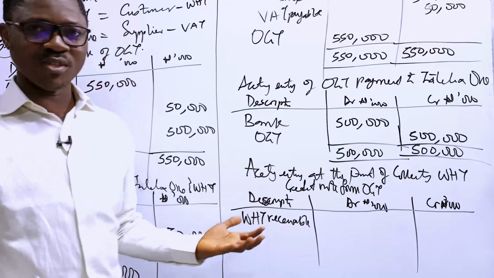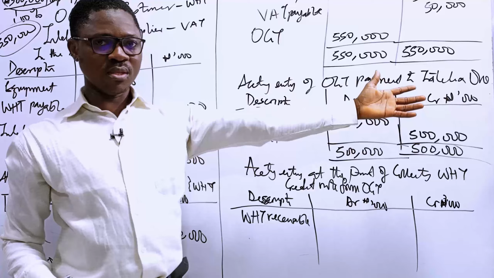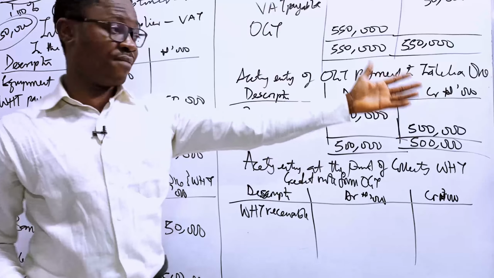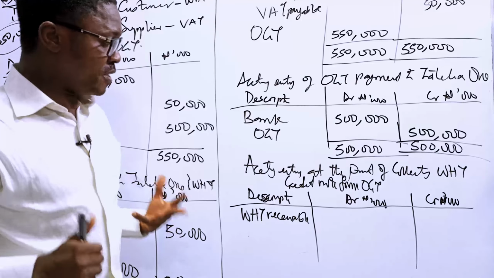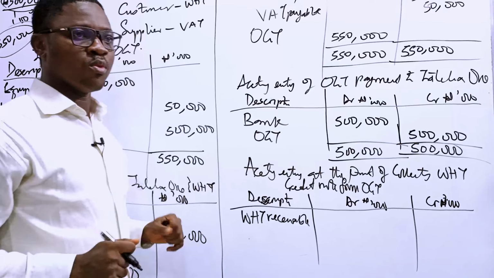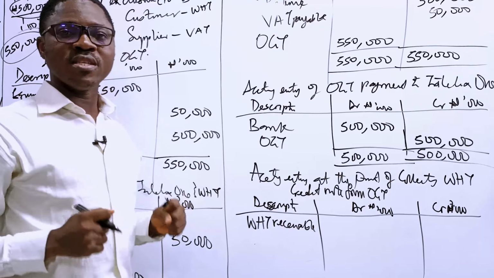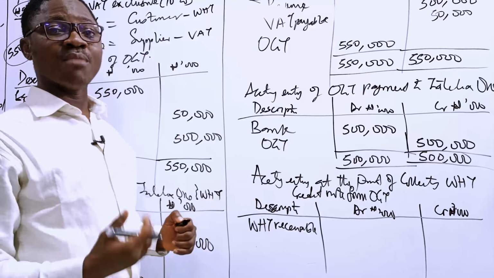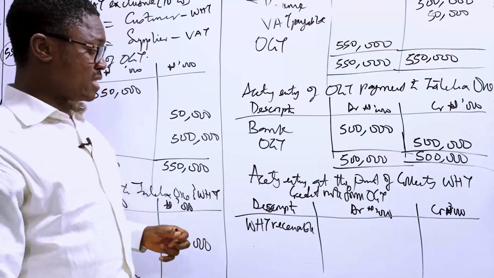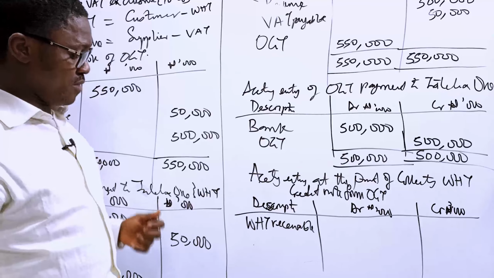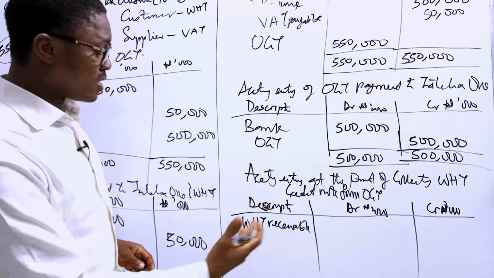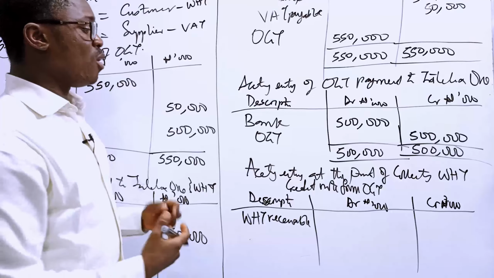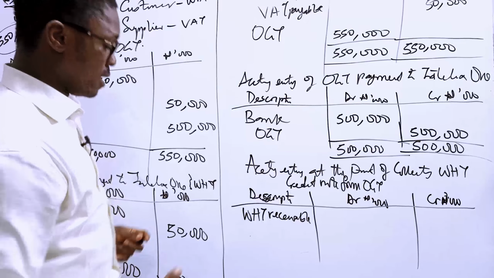So that now means that Intellix One already has the money on the credit side in its account with the Federal Inland Revenue Service. Right? So at that point, it can confidently debit withholding tax receivable, waiting for the end of the year when the account will be filed and the withholding tax receivable can now be used to reduce whatever tax liability Intellix One would have with the revenue. So what do we do at this point that Intellix One has the withholding tax credit note, having confirmed that OGT has remitted the withholding tax of 50 million naira on its behalf?